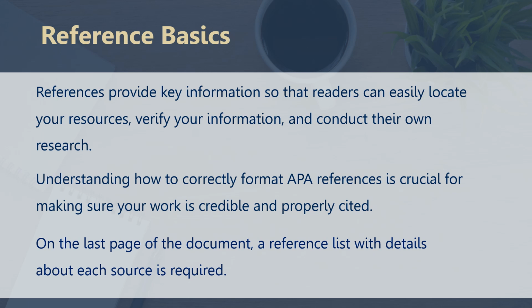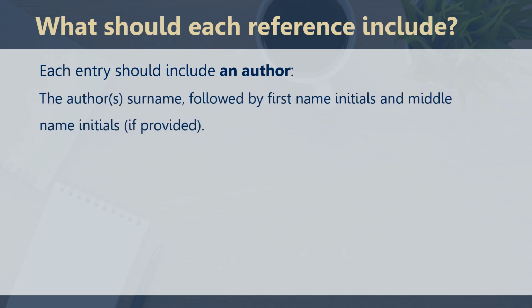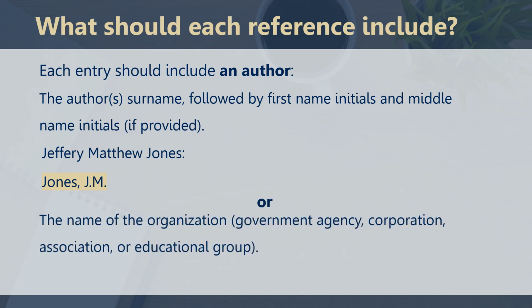On the last page of the document, a reference list with details about each source is required. Each entry should include an author. This may include an individual human author or an organization. If your source has an author, include the author's surname, followed by first name initials and middle name initials, if provided. If your source has an organizational author, you will include the full name of the organization. Avoid abbreviating the organization's name.